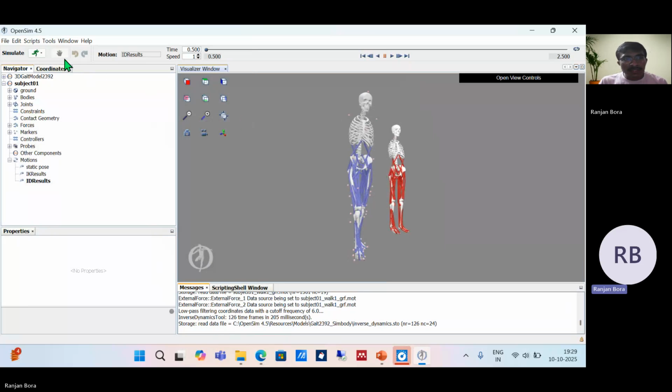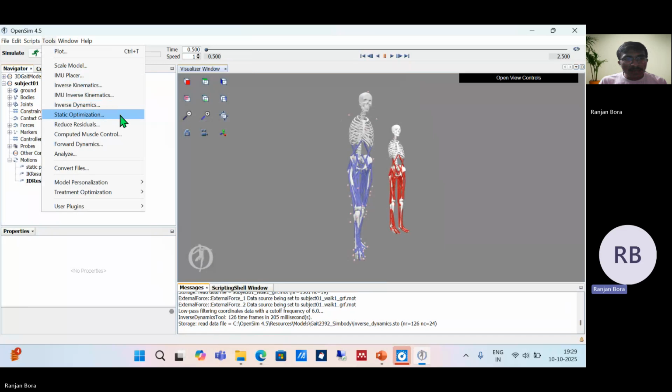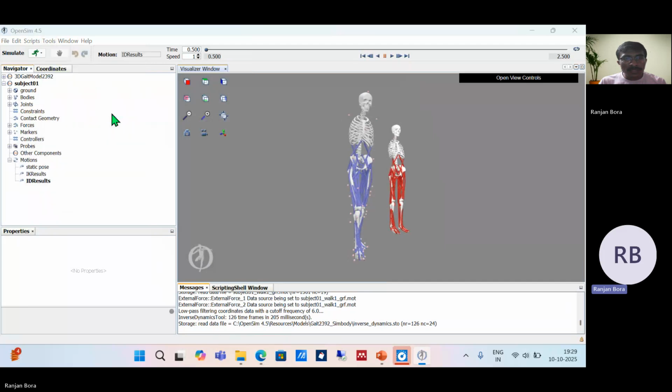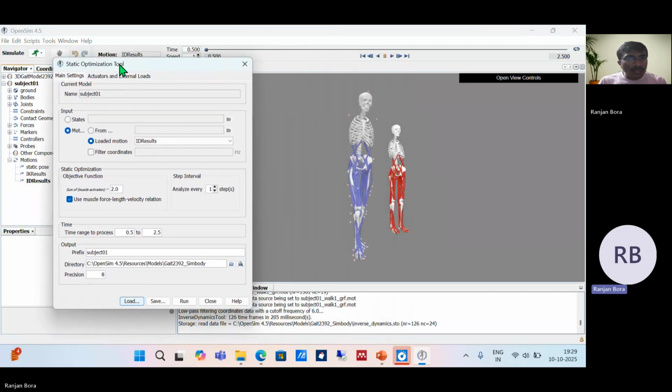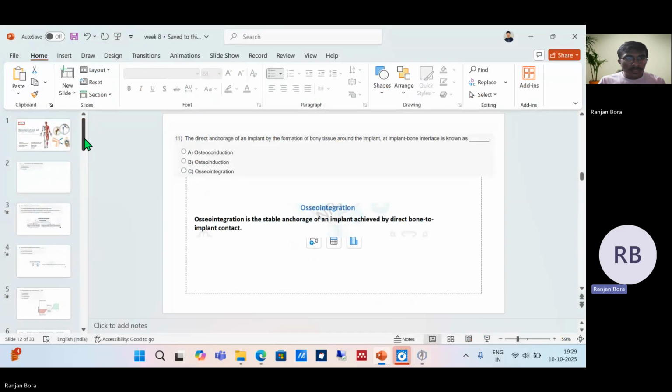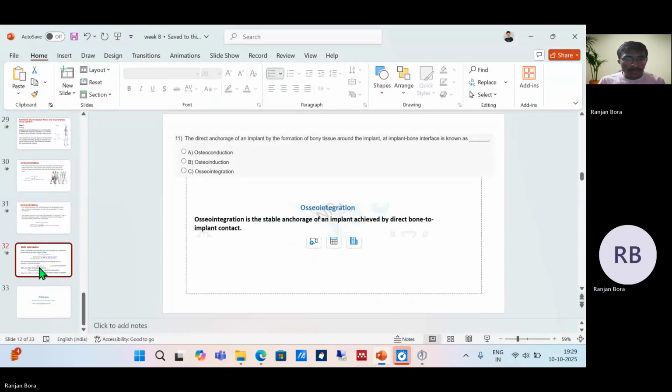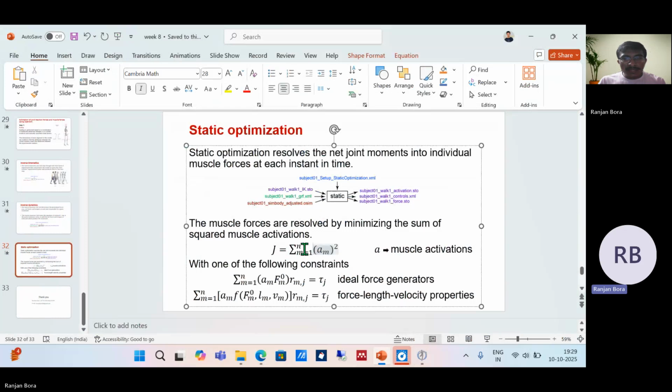for different activities. Next, we will do static optimization, from which we will know the muscle forces or muscle activations during this particular walking activity. So we'll do the static optimization. In this, we need to load the motion from inverse kinematics results. Again, we need to filter the coordinates. And here we can see that in the static optimization, we minimize this equation, sum of the square of muscle activation.